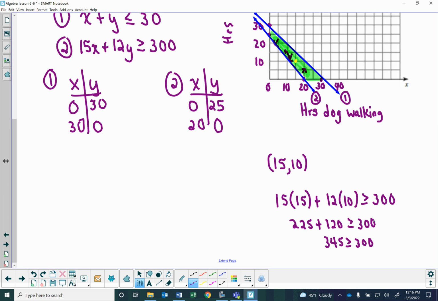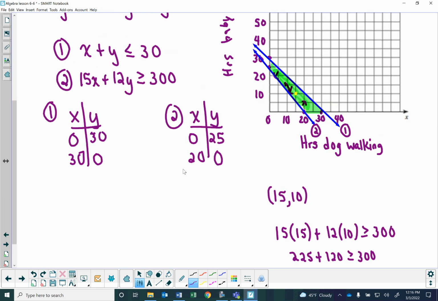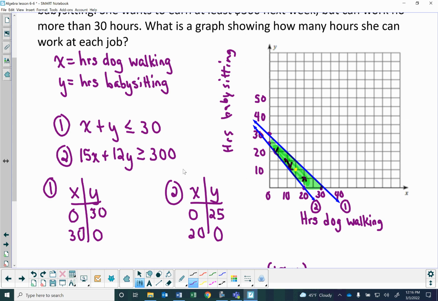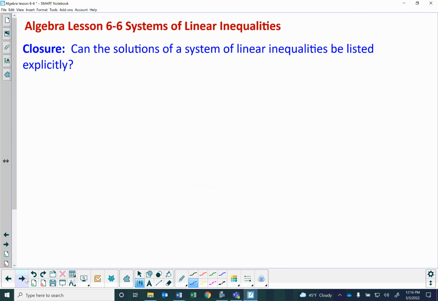So if the problem asked, give a possible answer, then you can just pick a point that's in your shaded area and interpret it based upon your graph. All right, closure question for today. Can the solutions of a system of linear inequalities be listed explicitly? Okay, can the solutions, that means all the solutions of a system of linear inequalities, be listed explicitly?